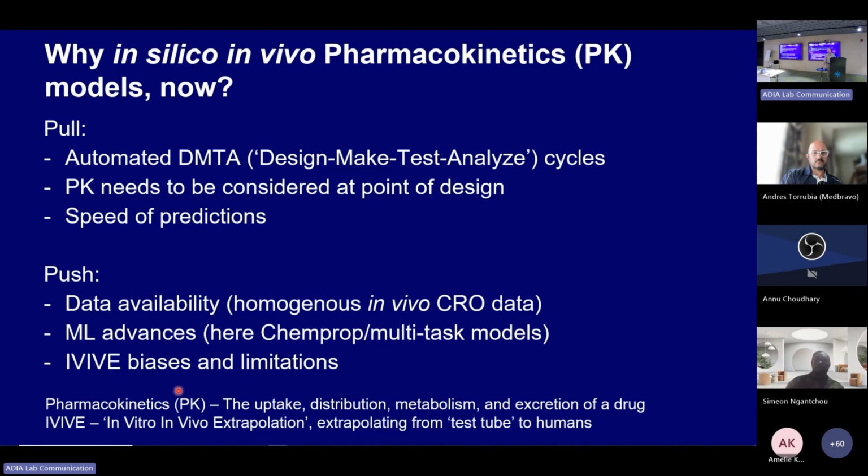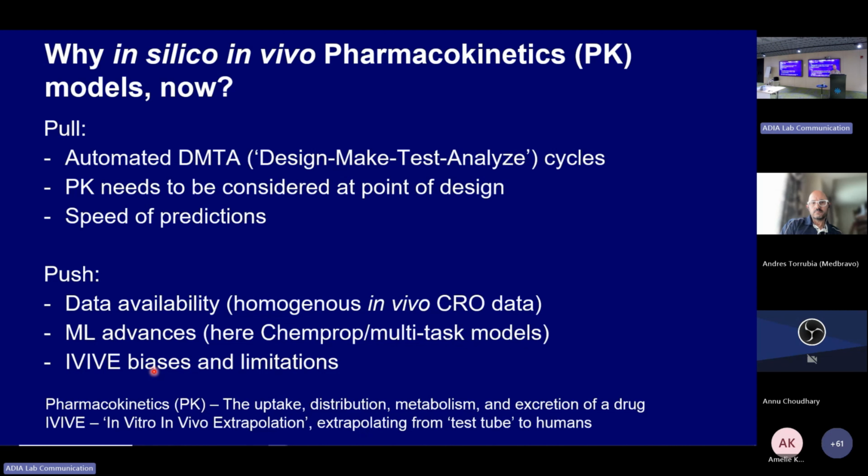You had ML advances, so ChemProp, neural network models, multitask models. And there were biases of the previous, so IVIV, meaning in vitro to in vivo extrapolation models. So the previous models were not good. Some people liked them, but they were not really fit for purpose. They covered only part of the predictions they were meant to do. And I think these factors actually contributed to that being a good model at the right point in time.